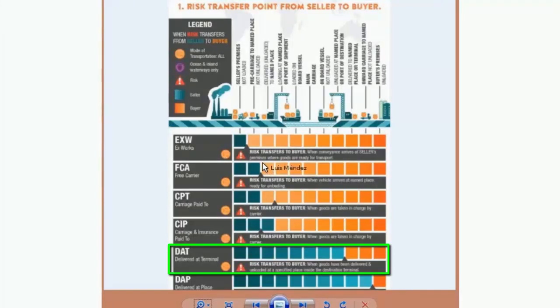Let's say we agree on a place, and then the risk transfers to the buyer.